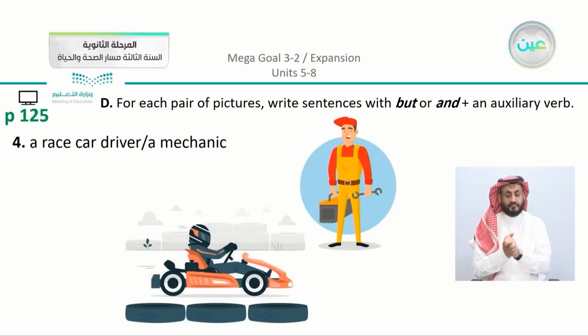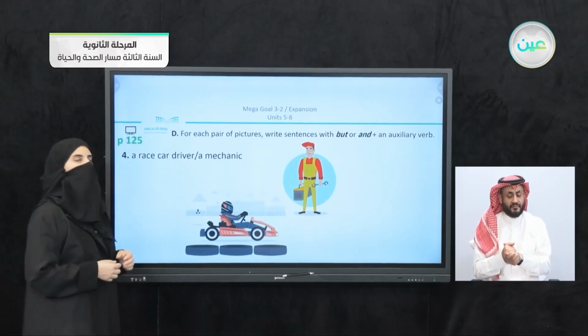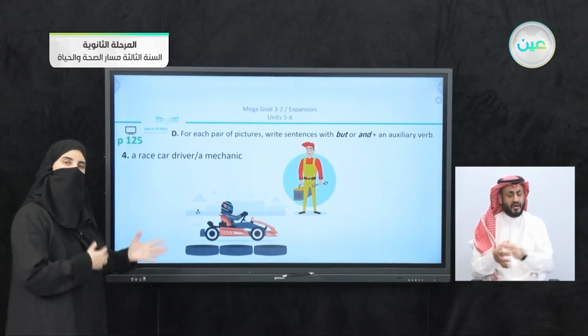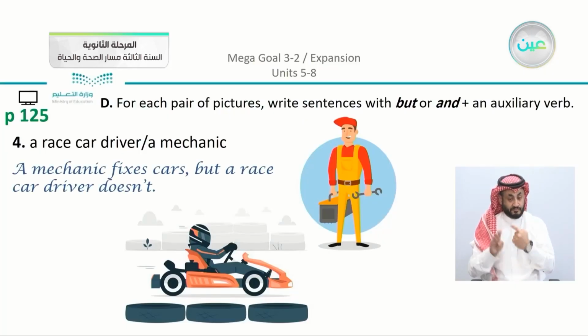Coming to our last example here, you can see that we have here two pictures. Now, relating to what is written, we have here, now there is a race car driver and there is also a mechanic. So this time we can choose to say, a mechanic fixes cars, but a race car driver doesn't. Also note that we have here but, we have at the very end the auxiliary verb, and we have here it is negative.